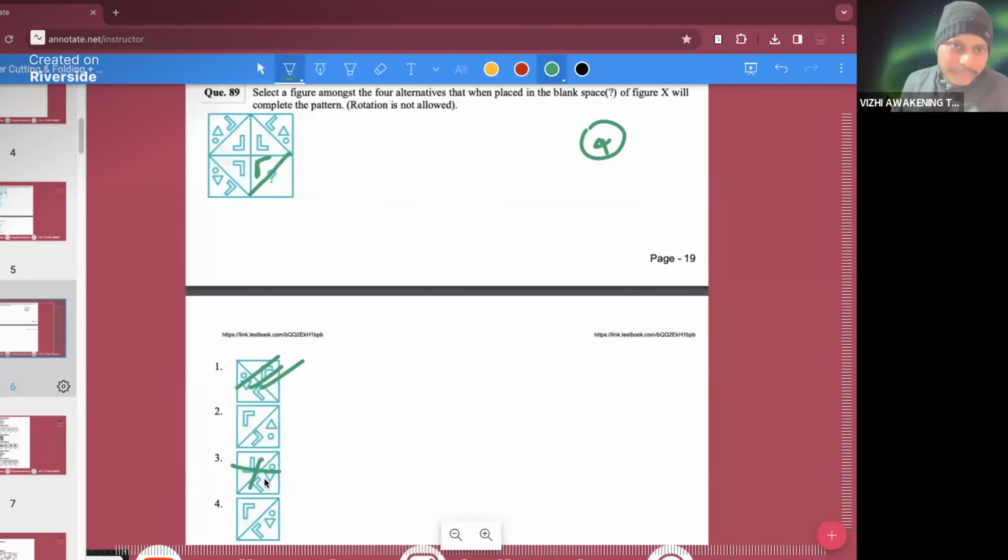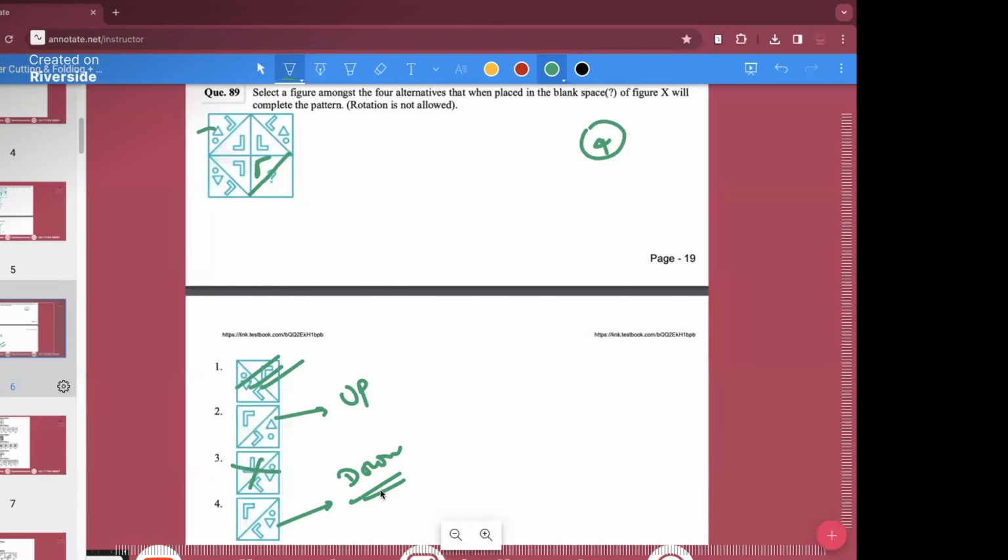Now we see the difference between this and this. Look at each of the triangles now. Up, down, up. Now it will be facing down. Over here, the triangle is facing up. Over here, the triangle is facing down. What is your answer? Option 4, sir.